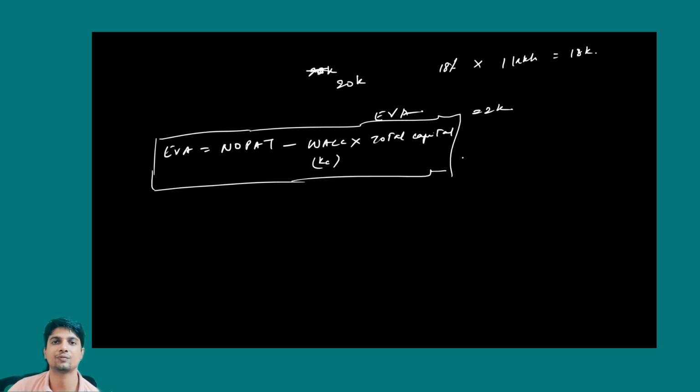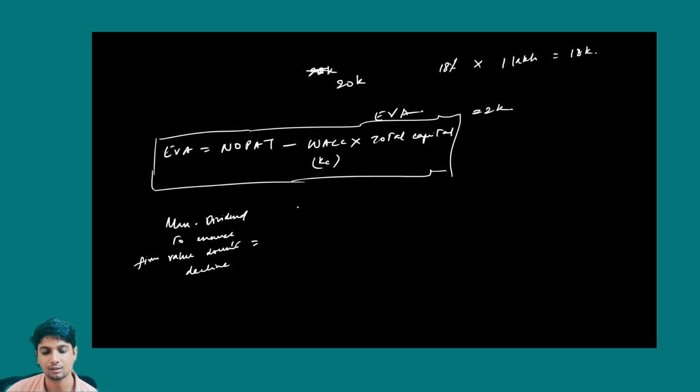Okay, so what is the max dividend that I can give? So the maximum dividend that I can give to ensure firm value does not decline is this economic value added, right? So economic value added, that is the max dividend that I can give, divided by number of shares. Okay, so this is all with economic value added.